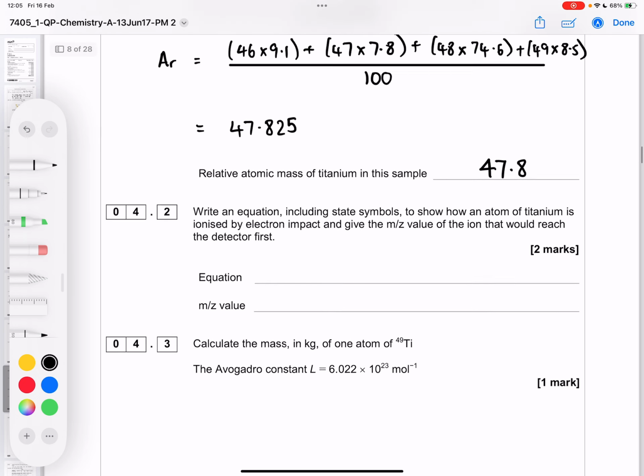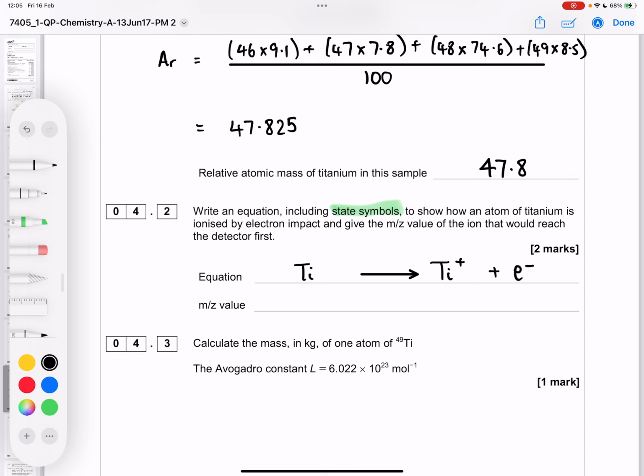Then it says, write an equation including state symbols, so we mustn't forget about that, to show how an atom of titanium is ionised by electron impact. So what we need to remember is that in electron impact, high energy electrons are fired from an electron gun and they knock off an electron. So it becomes titanium 1+ ions, and we have an electron. Now it says including state symbols, we need to remember that they need to be in the gaseous state.